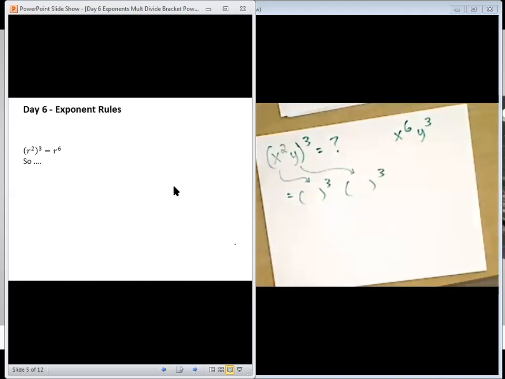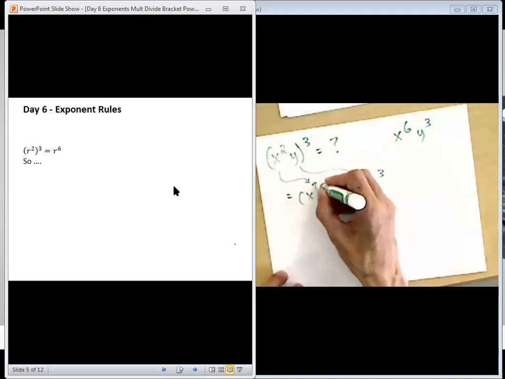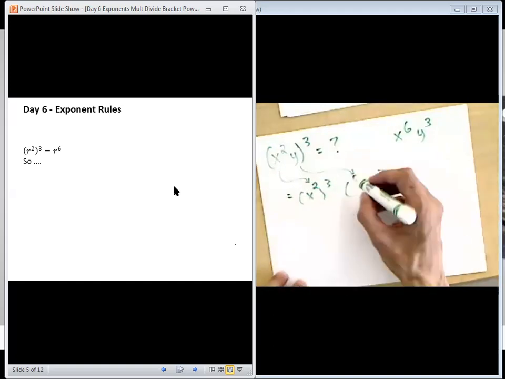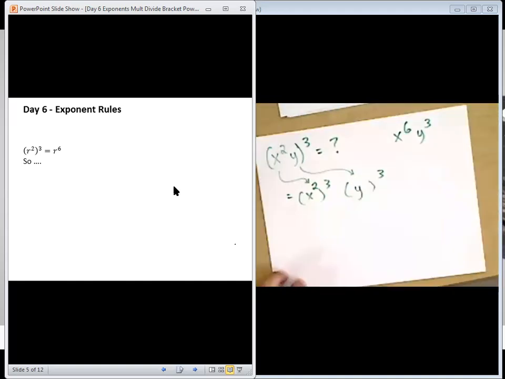That's the good way to do it. Okay. What's the first thing you see in here? X squared, right? So that goes inside like that. What's the next thing you see in there? A y like that, right?